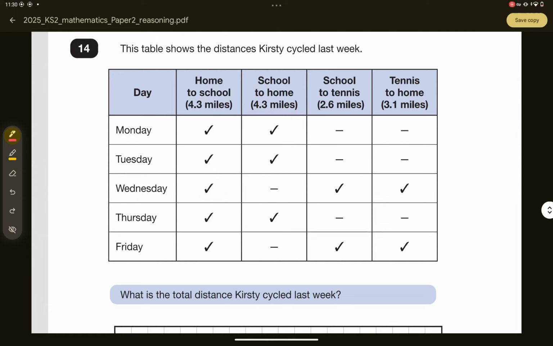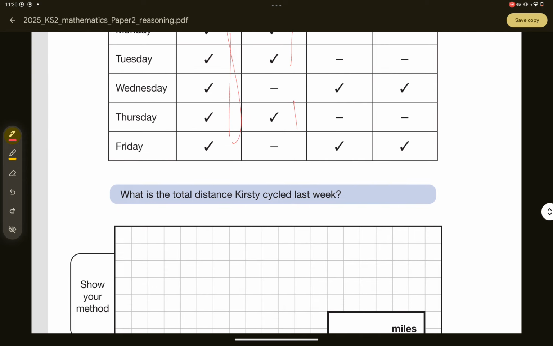So we need to do 4.3 times 8 because this is 5 and this is 3. And they're both 4.3 miles. So 4.3 times 8: 8 times 3 equals 24. 4 times 8 equals 32 plus 2 equals 34.